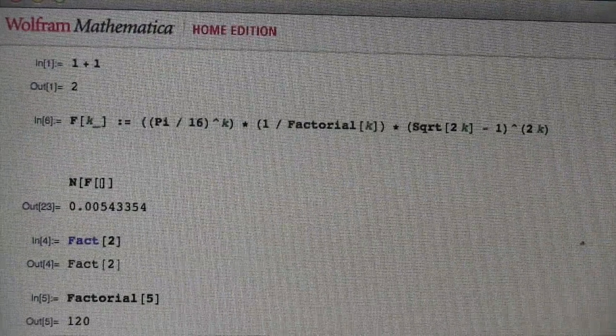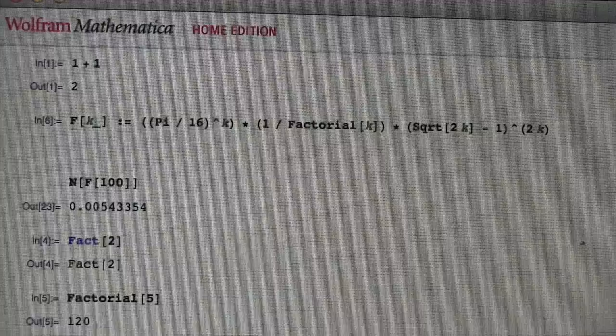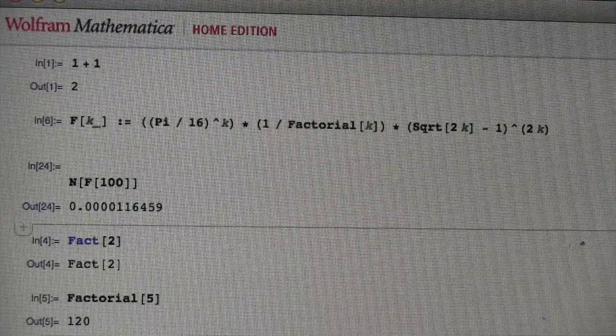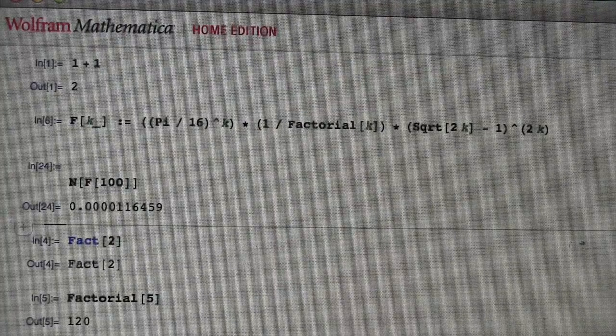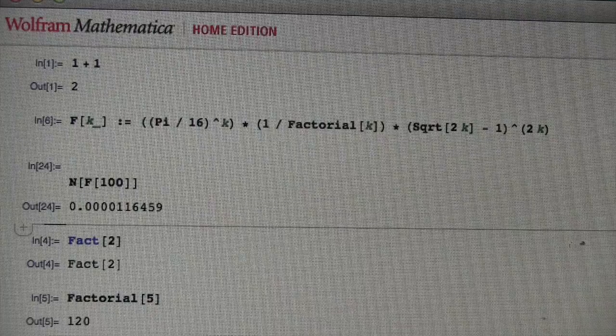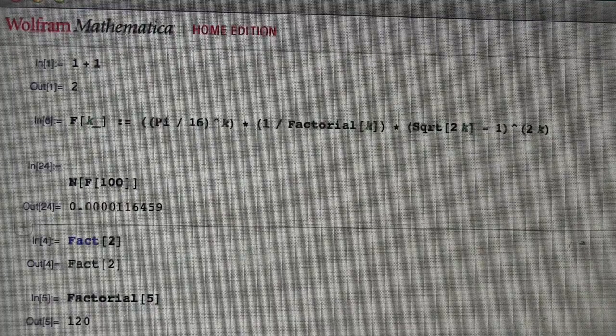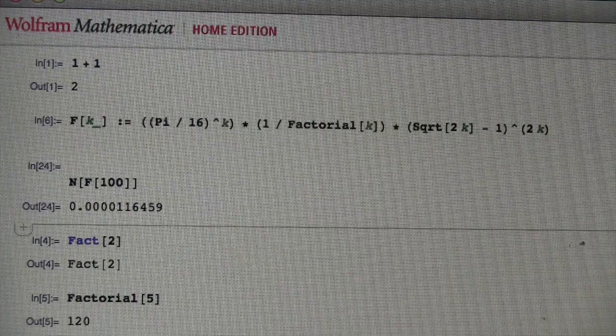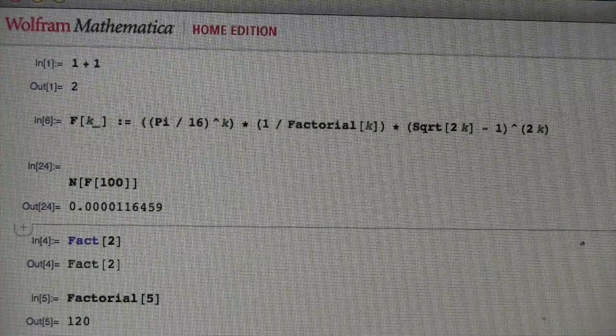Let's try 100. 0.000, it got smaller, 001. So it seems like it's shrinking from 5 to 100. We have a huge factorial.